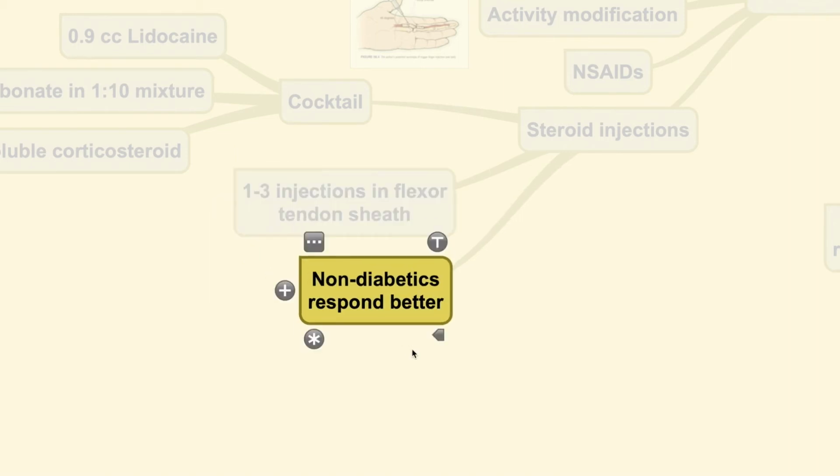Besides that, prognosis is a very frequent question. Patients frequently ask us, how well will I do after the injection? And it is very important to know that steroid injection usually works on non-diabetics, or in other words, it works better in a primary type of trigger finger instead of the secondary type.